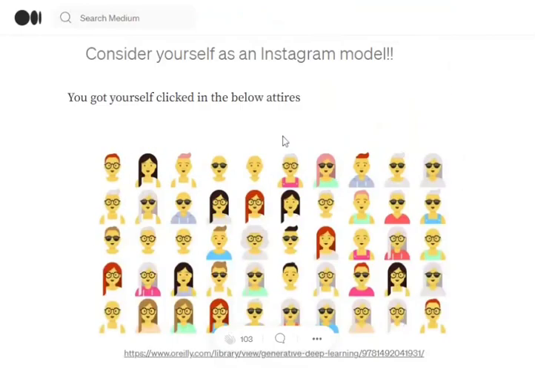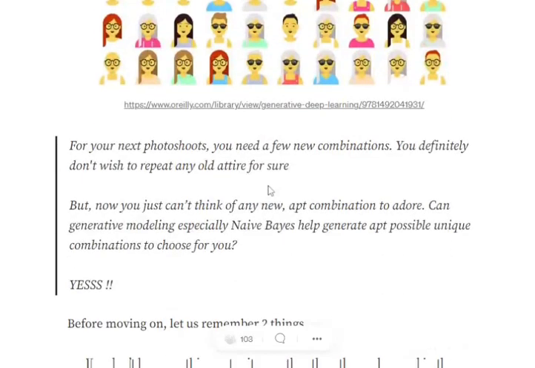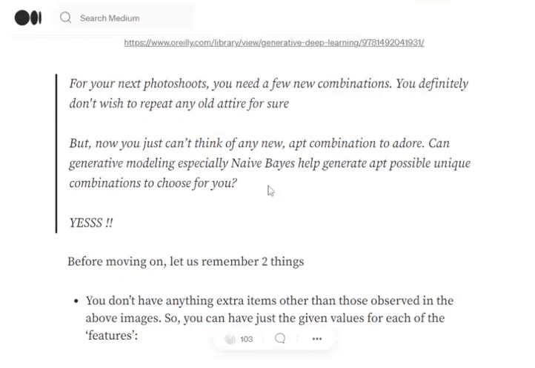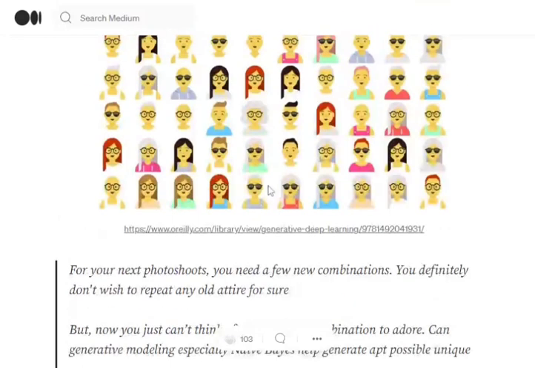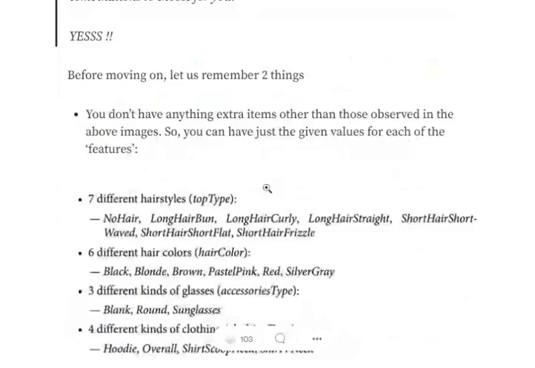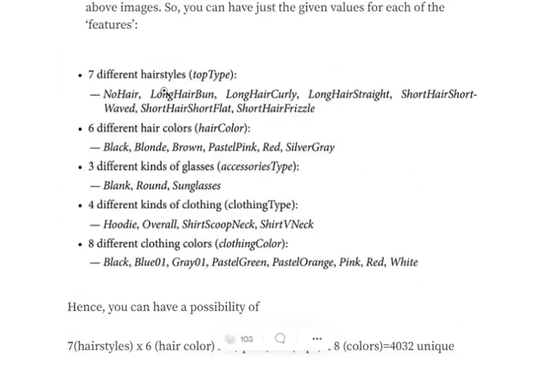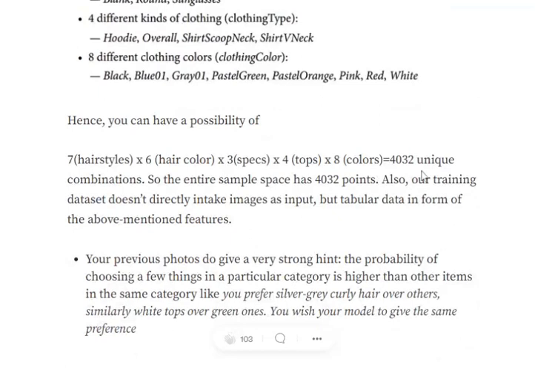Now you have already tried out many attires for yourself. You're planning to have a different combination for your next one, but as of now you can't think of which attire you should go with. So assume that these are the possible options. You have seven different hairstyles, six different hair colors, three types of glasses, four kinds of clothes, and four different clothing colors as well. That means that we can have a total of 4032 unique combinations.